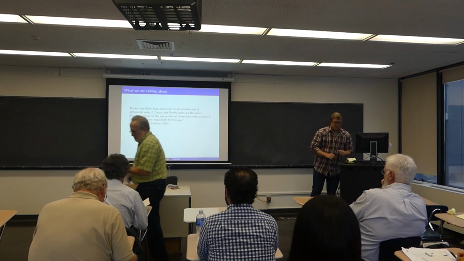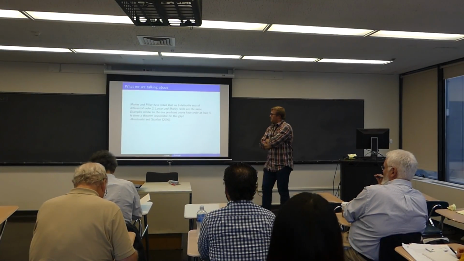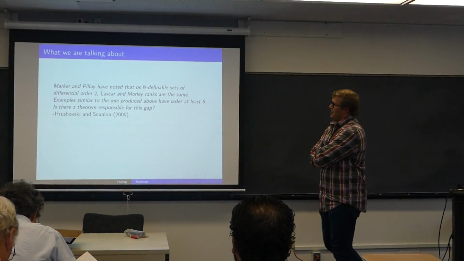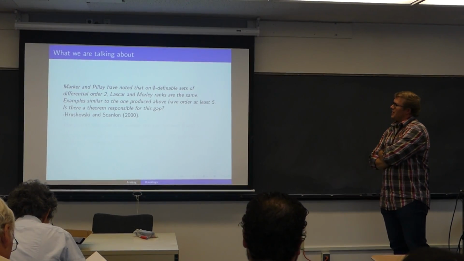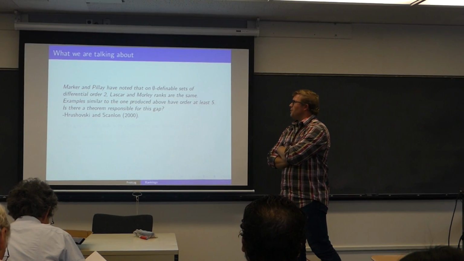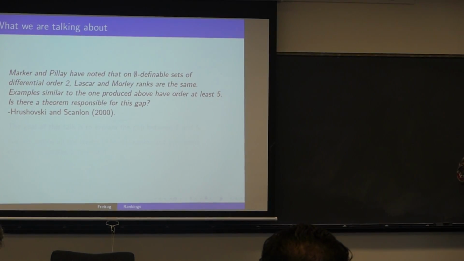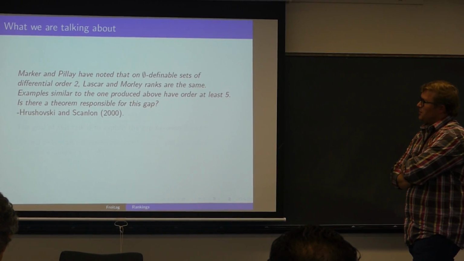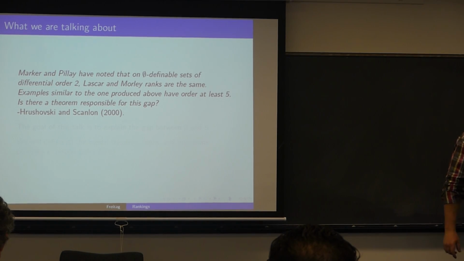Right. So here's what I'm talking about. This is a quote from a paper of Tom and me. Margaret Blake noted that empty set definable sets will have differential order 2. I'll explain more what this is. Lascar and Morley ranks are the same. And examples similar to the one produced above have order at least 5. Is there a theorem responsible for this gap?